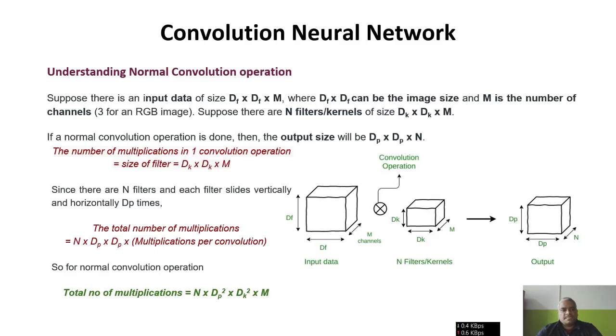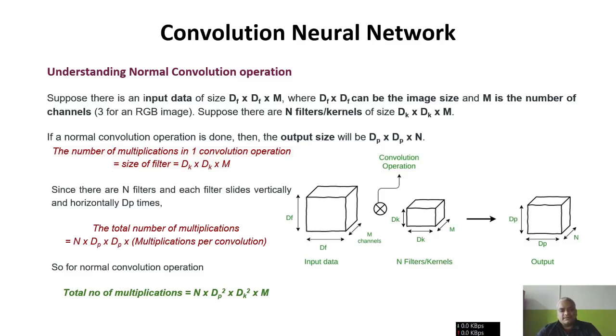Convolution neural network, as we know, is normally a convolution process in which the input data is in the form of an image. CNN is basically used for image classification problems. That is the main purpose of the CNN. Let us see how CNN works.